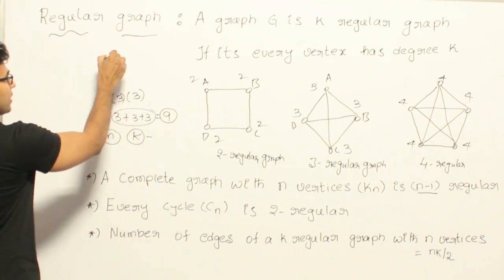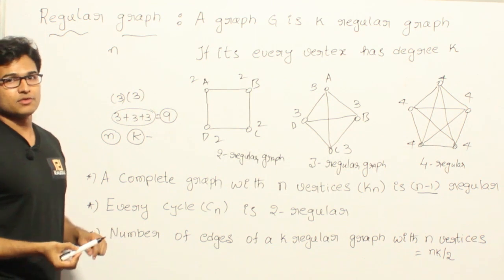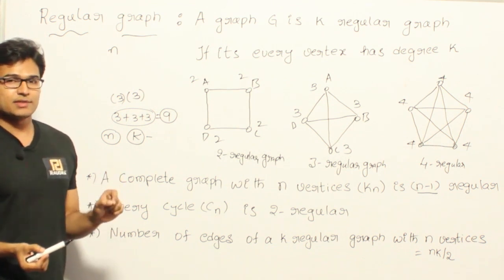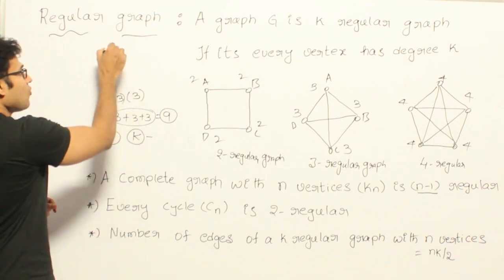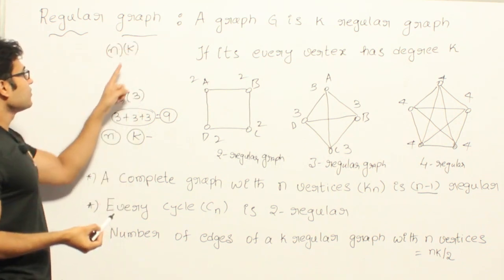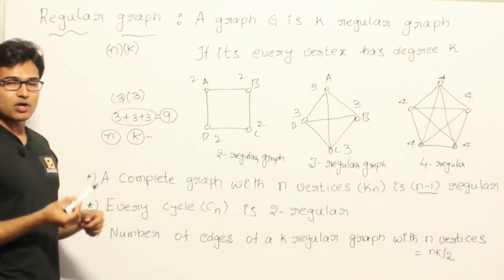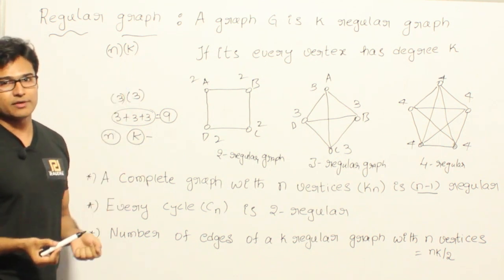So they are saying that if I have n vertices and it is a k regular graph, what does it mean? Each vertex has a degree k. Then what will be the sum of degrees? N into k, isn't it? If each vertex has a degree k and there are n vertices, then the sum of all degrees is N into k, right?